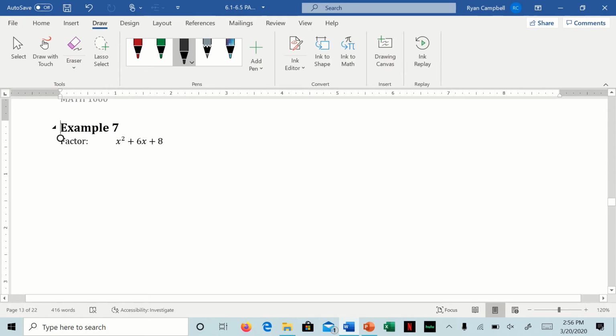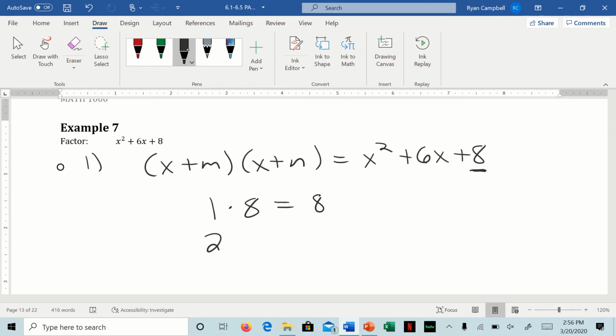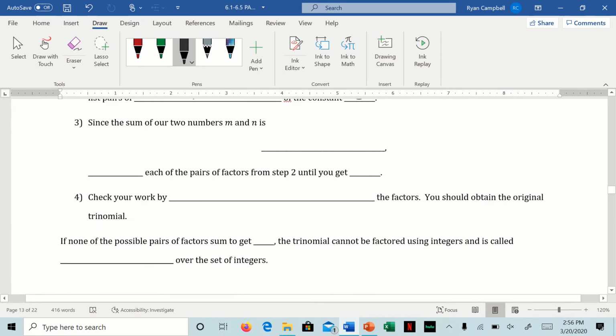So x squared plus 6x plus 8. So we know, step 1, right? We know x plus something times x plus something has to equal x squared plus 6x plus 8. So let's look at 8, right? So what are all the factors of 8? We know that 1 times 8 is 8. We also know that 2 times 4 is 8, right? So these are the factors. All right, so that's step 2.